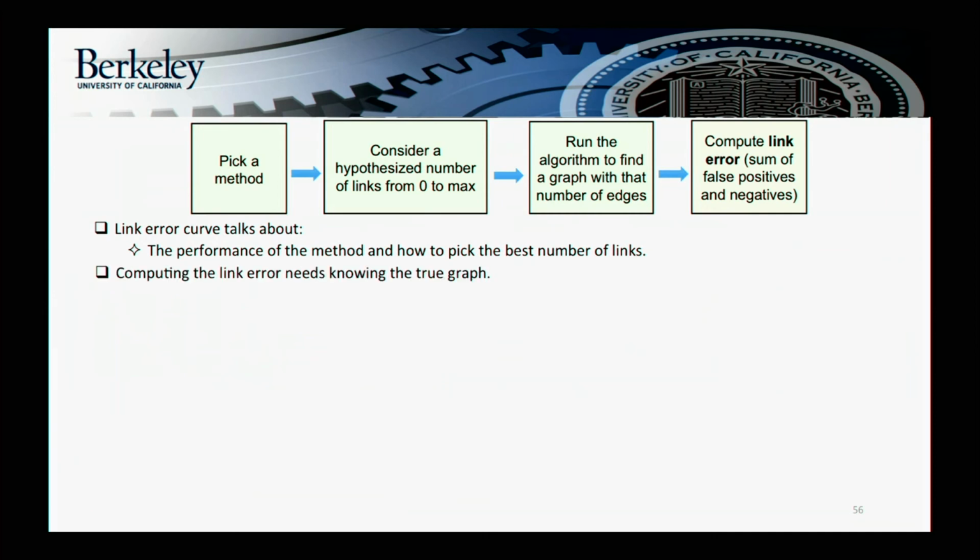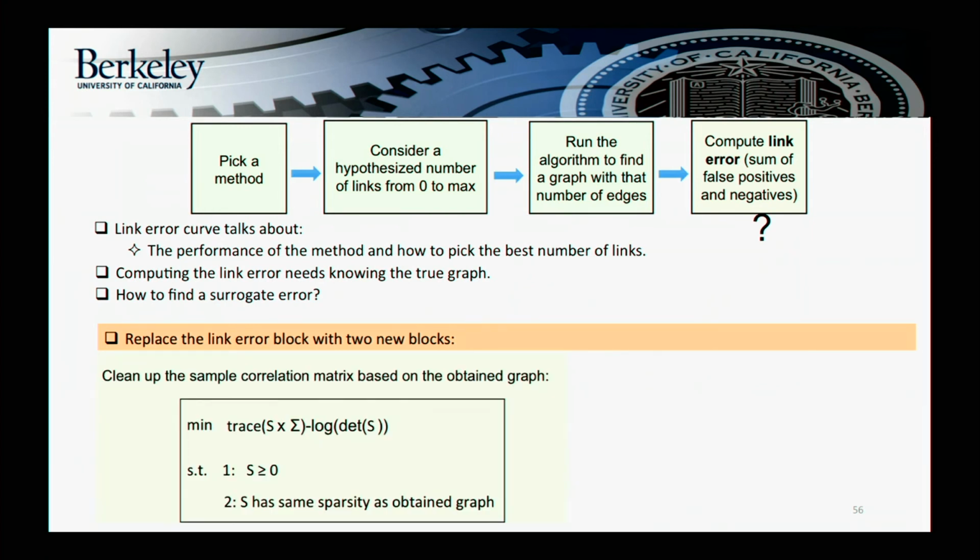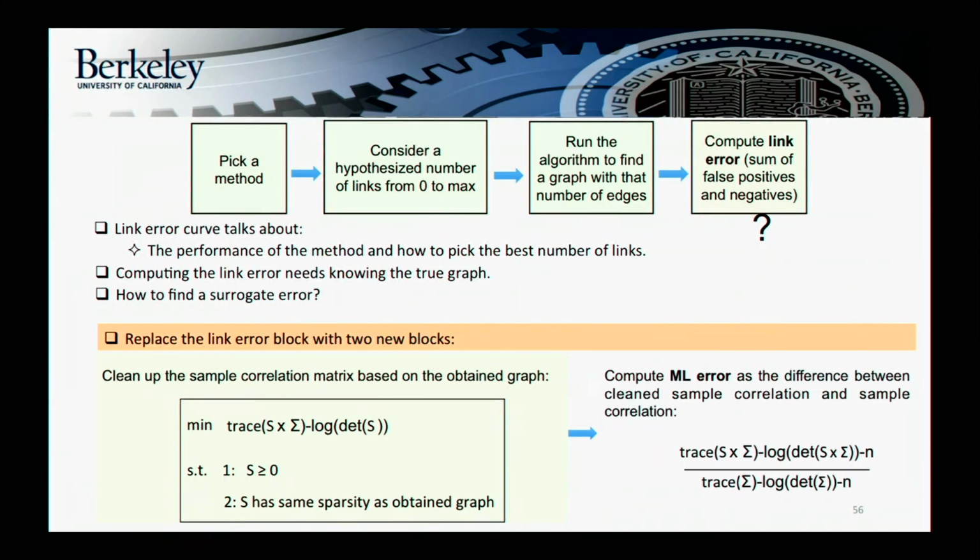Now, given that in practice we don't know the true solution, we want to see if we can find a surrogate error, which is reliable, and we can use it as an alternative to the link error curve. In order to do this, we're going to replace the link error block with two new blocks. In the first block, we're going to solve this optimization problem, which is minimizing this log likelihood function subject to some constraint. The second constraint in particular says that the sparsity of the solution that we are looking for should be enforced by the sparsity of the graph that we obtain in this block. And in the next block, we're just going to clean up the sample correlation matrix and normalize it between 0 and 1.